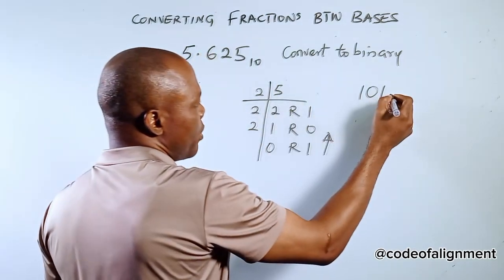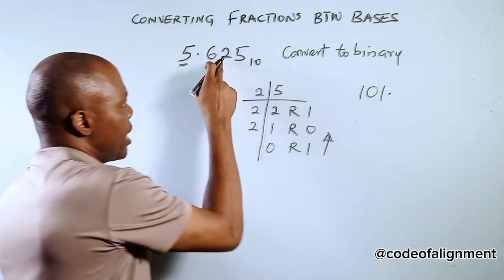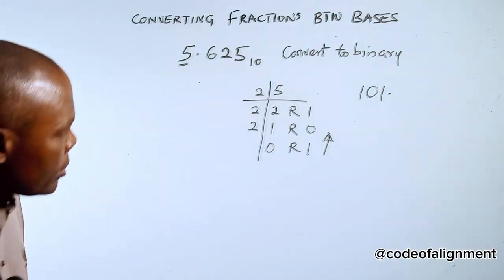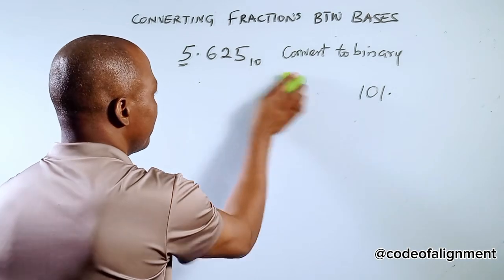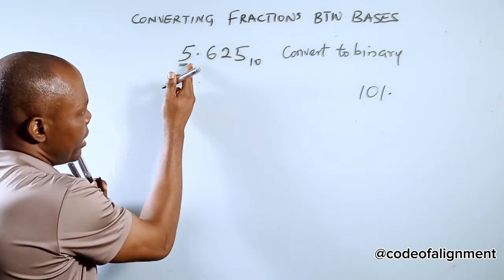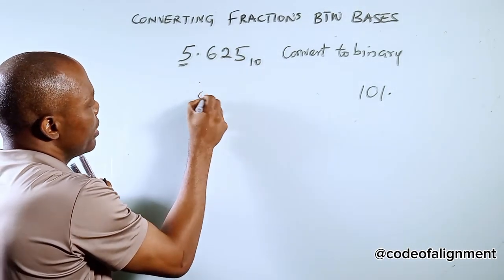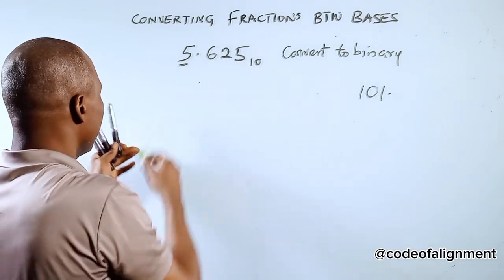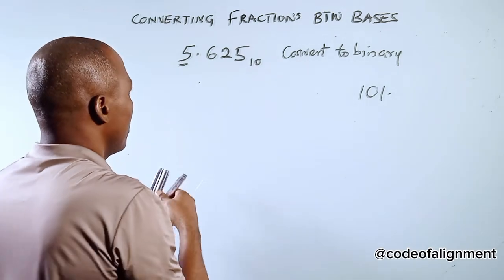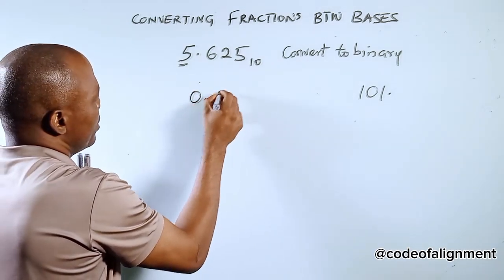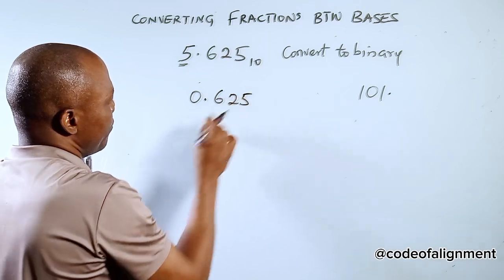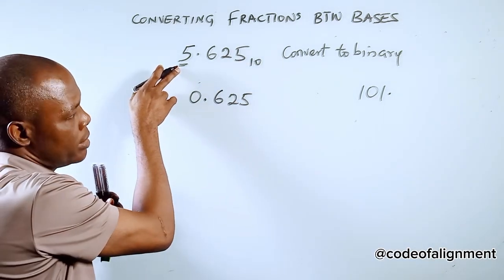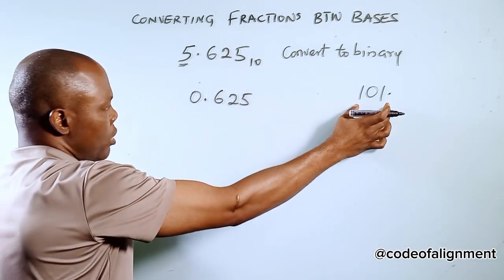Now we have the radix point, which is here. Now we have to convert this part, and to do that, we are going to multiply. We have taken care of the whole number part, which has given us 101, so what remains is the fractional part, 0.625.